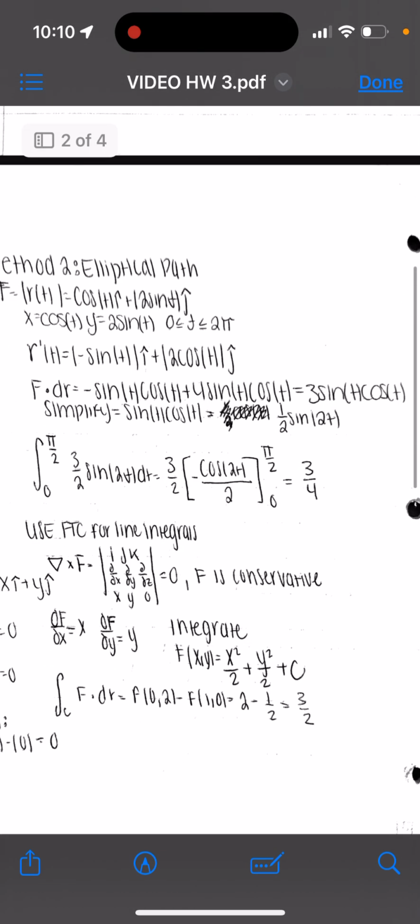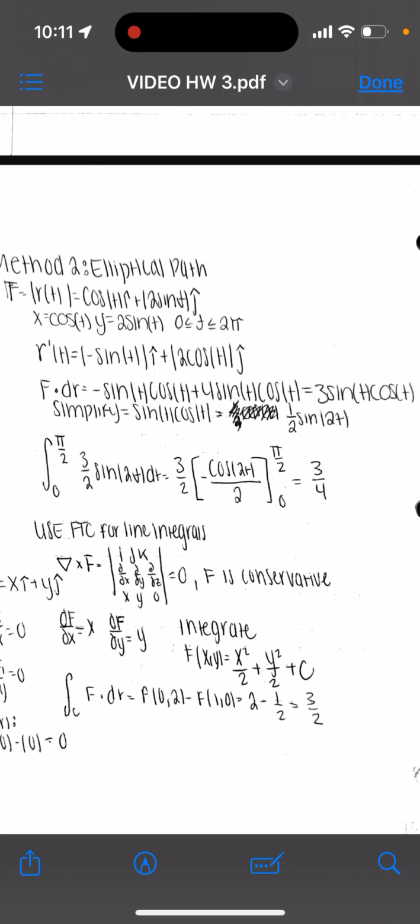All right, now for method 2, using the elliptical path, we got to parameterize it using polar coordinates. F of r(t) equals cosine t i plus 2 sine t j. Take the derivative of r. That leaves you with negative sine t i plus 2 cosine t j. The dot product of F dot dr, you can see the algebra right there, is 1/2 sine 2t.